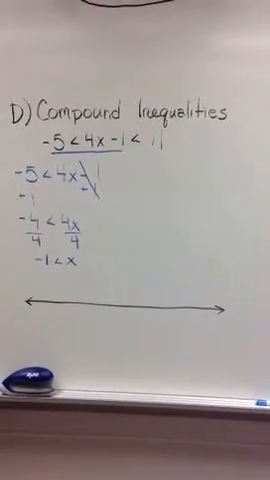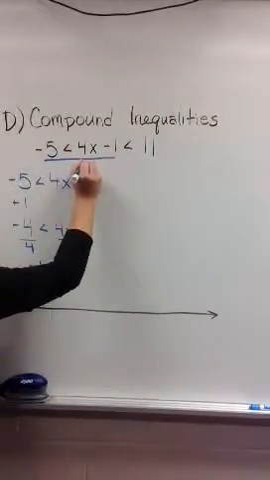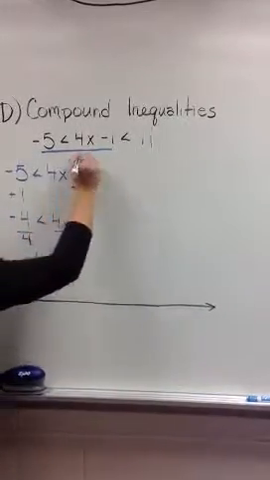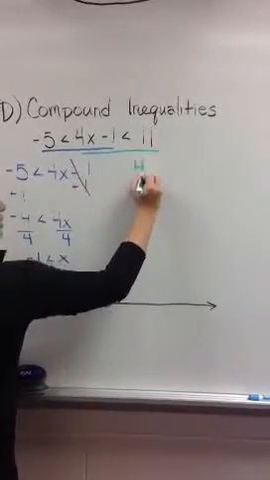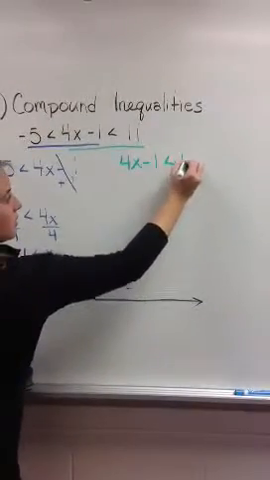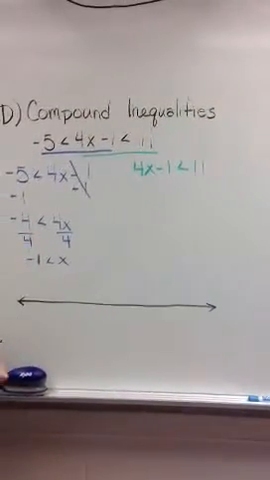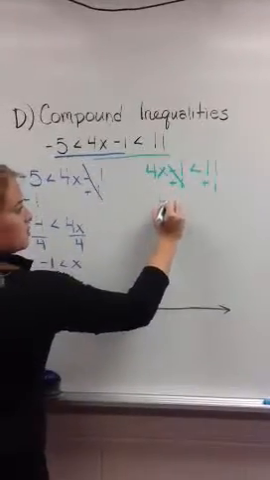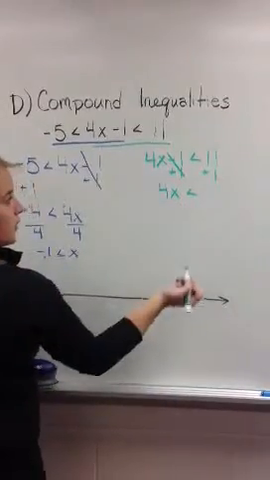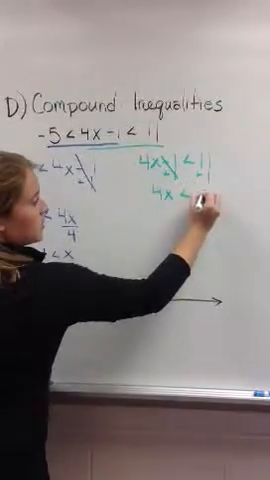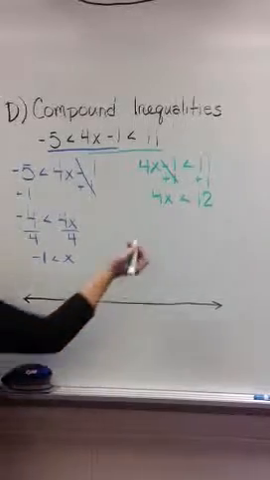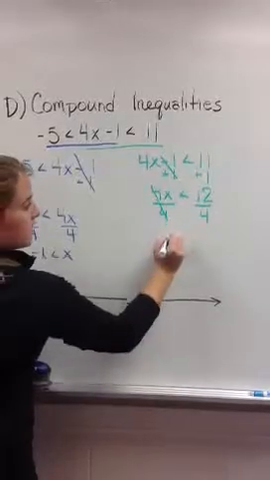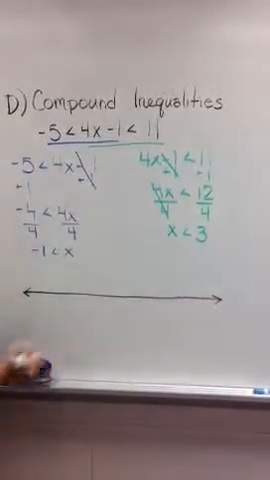Okay, now let's look at our second inequality that we've got here, which is 4x minus 1 is less than 11. Now from here, I want to get my x term alone. I'm going to add 1 to both sides. -1 plus 1 cancels out. Bring down my 4x and my less than. And 11 plus 1 is 12. I need to get x alone, so let's divide both sides by 4. My 4's cancel out, and x is less than 3.